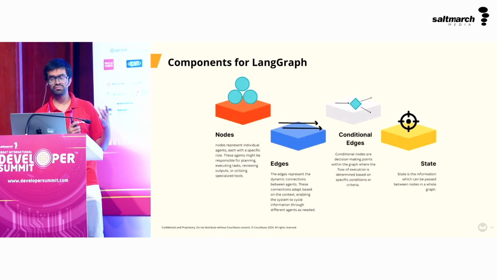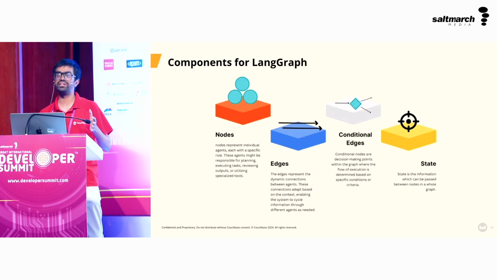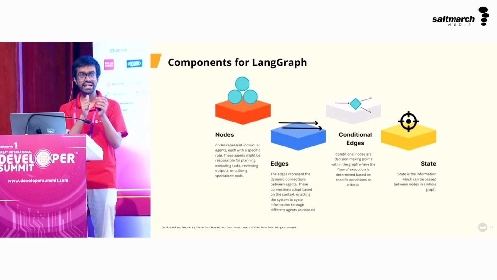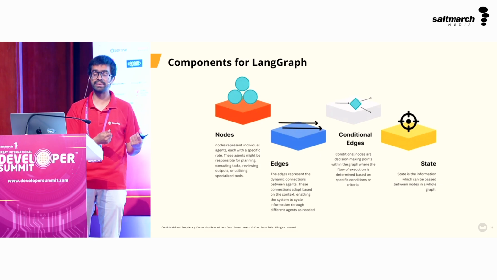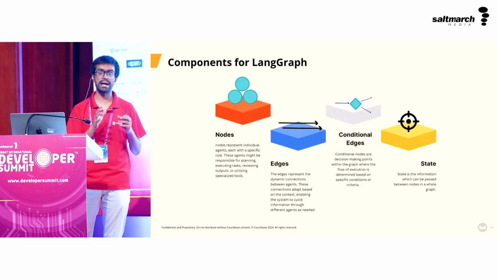And then state is basically the state of information that is passed between the different nodes. And this state is essentially your different agents looking at the responses from other agents or responses from the tools that they're using, and distributing that entire knowledge amongst the entire enterprise application that you're building.